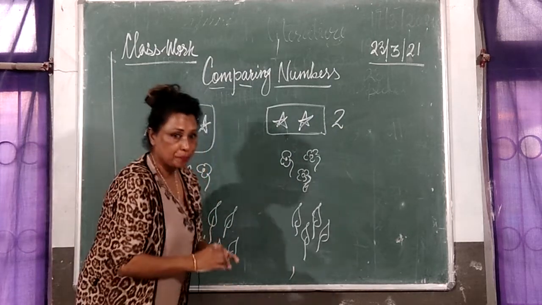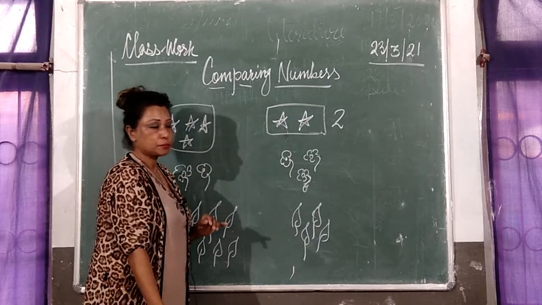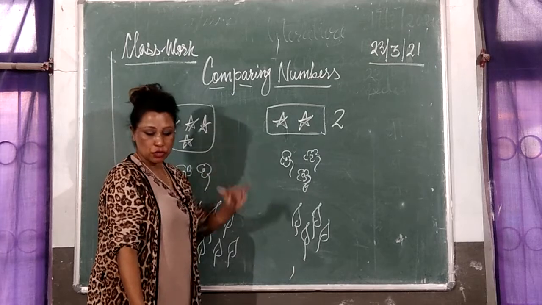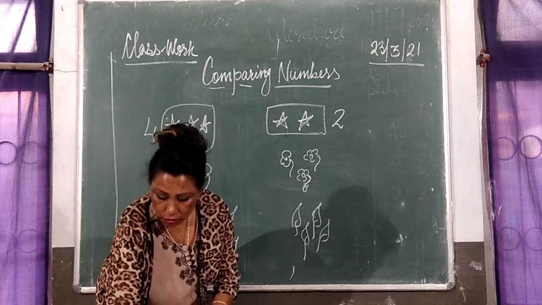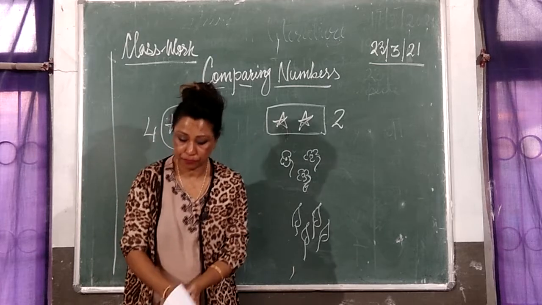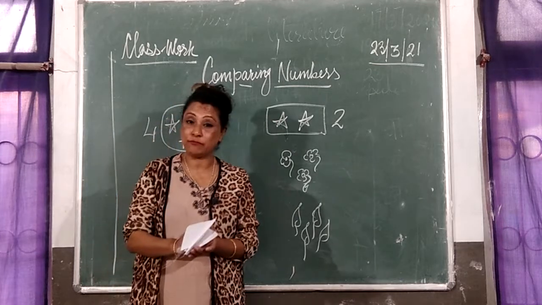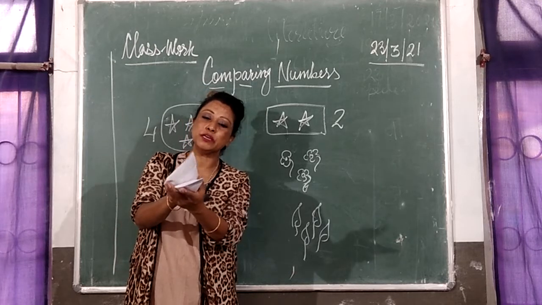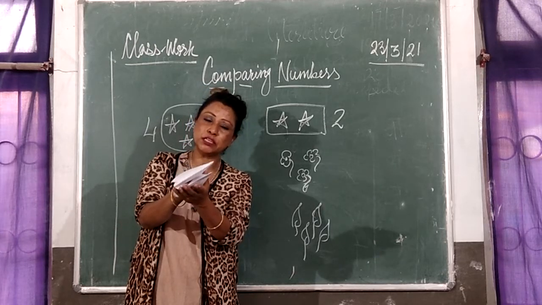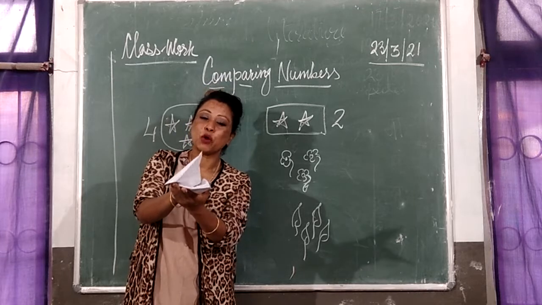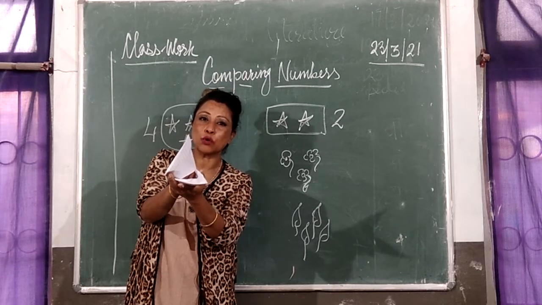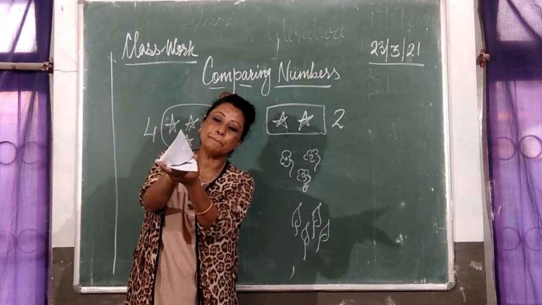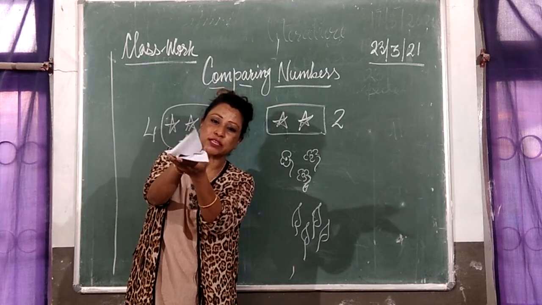So look here. There's a symbol to show which is greater. Have you seen the beak of a bird? I don't have a bird here, so I have made a small cone here, the beak of a bird. When it wants to eat the grains, what does it do? It opens the mouth wide. Can you see it?